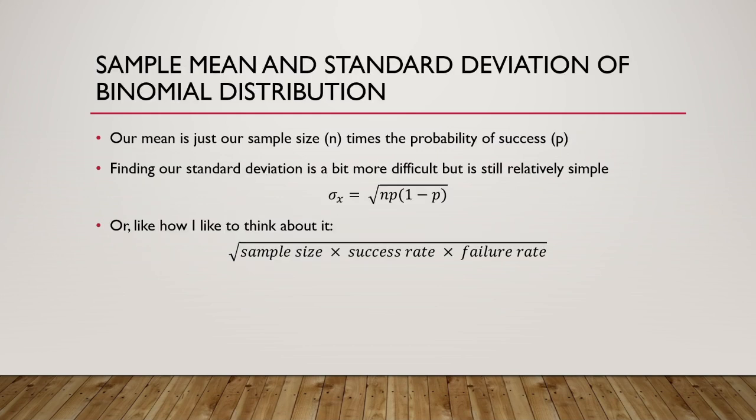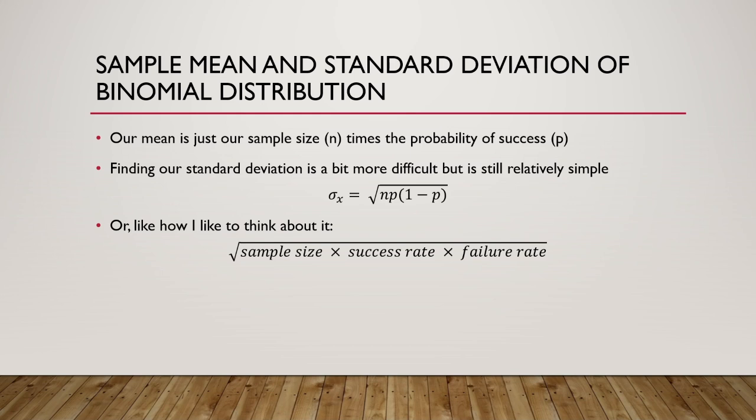So the sample mean and the standard deviation of a binomial distribution. Our mean is going to be n times p, our sample size times the probability of success. And that tells us, on average, how many successes we're going to have. Finding our standard deviation is a little bit more difficult. It's not too bad, though.